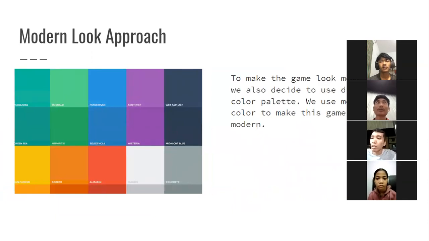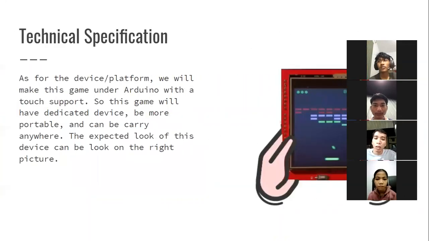Modern look approach. To make the game look more modern, we also decided to use a different color palette. We use softer colors to make this game look more modern. In technical specification, as for the device or platform, we will make this game on Arduino with touch support. This game will have a dedicated device, be more portable, and can be carried anywhere. The look of this device can be seen in the right picture.